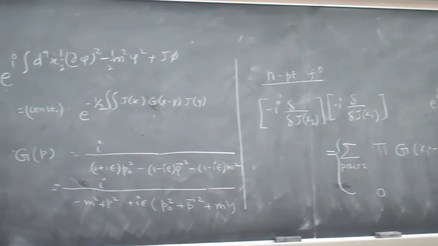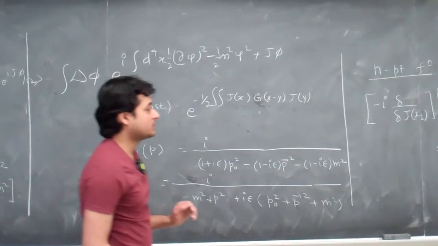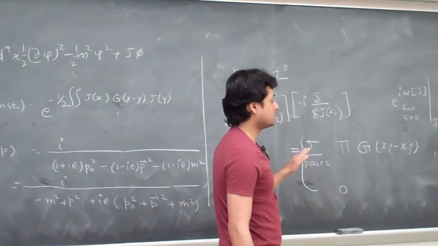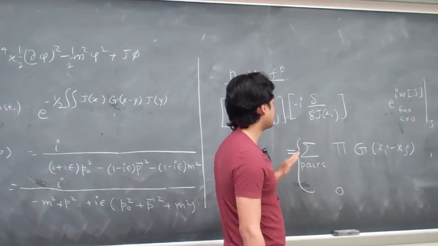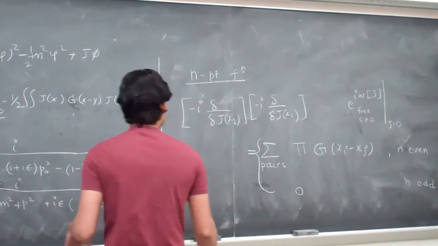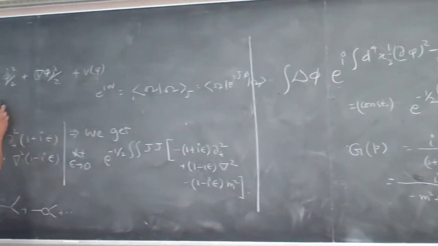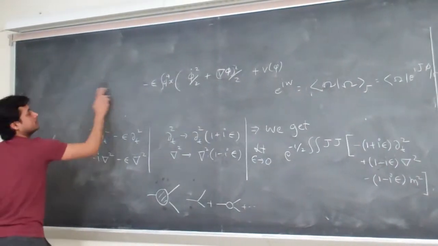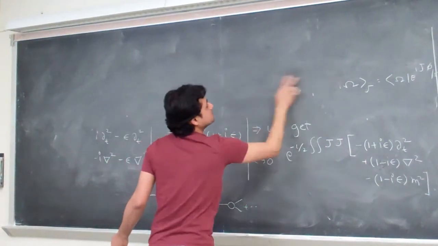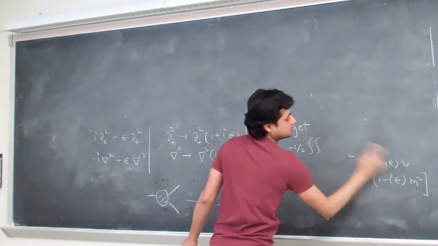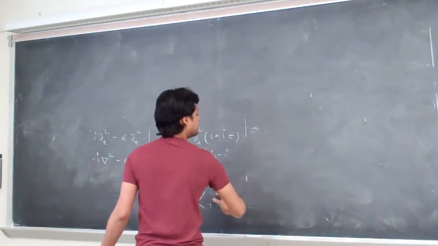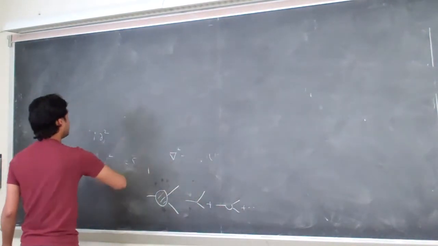Okay, so, but this is very good because you know from your canonical quantization that an n-point function in free theory is simply a bunch of 2-point functions. So here is the corresponding Feynman diagram for that.